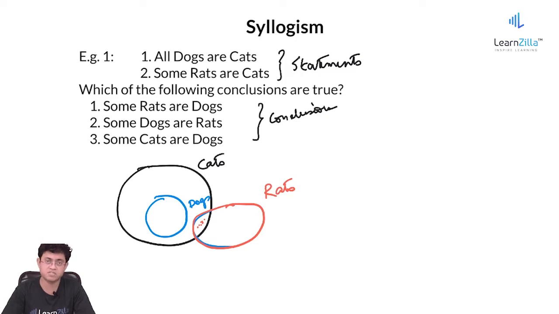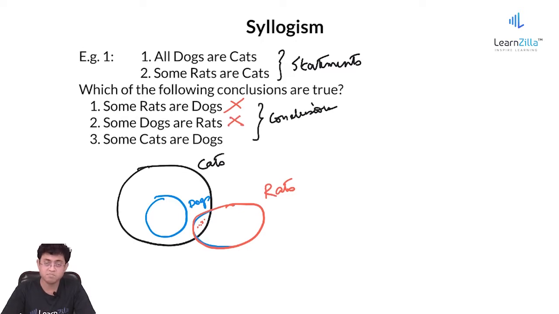Now we'll try to test the first conclusion. Some rats are dogs. Since we have drawn with the minimum overlap, we didn't overlap rats with dogs, right? We wanted minimum overlaps. So basically, you can see easily from the basic diagram, there is a possibility that rats are not actually connected anywhere with the dogs. So some rats are dogs? Nope. It fails the basic diagram. Some dogs are rats. Again, you can see from the very basic diagram, this conclusion doesn't hold true. So this is again false.